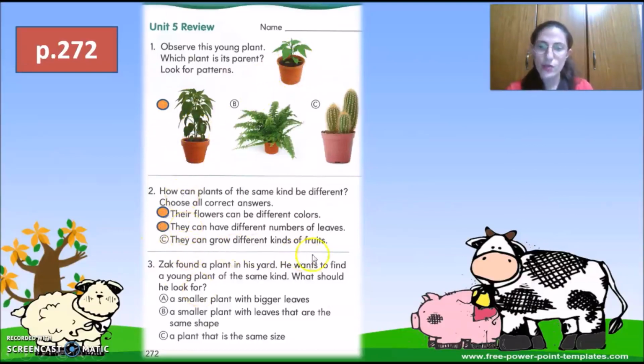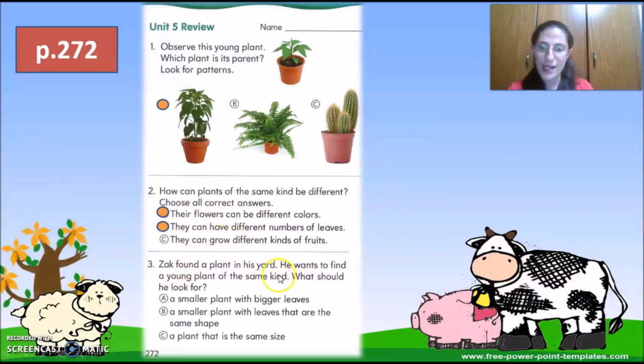C. They can grow different kinds of fruits. Well, can 2 plants of the same kind grow different fruits? No, same kinds of plants grow same kinds of fruits. So C is incorrect.